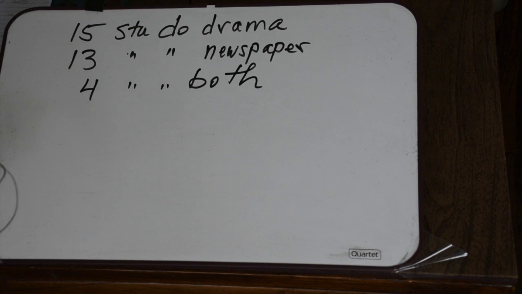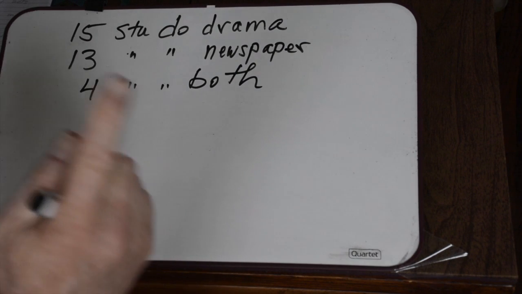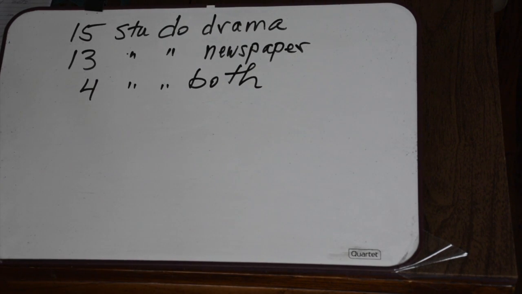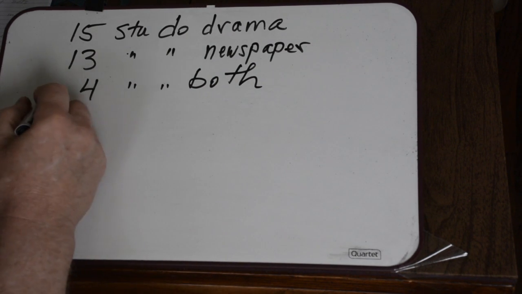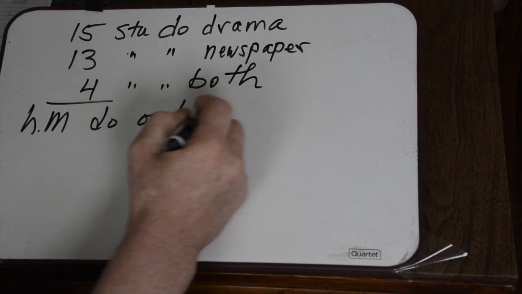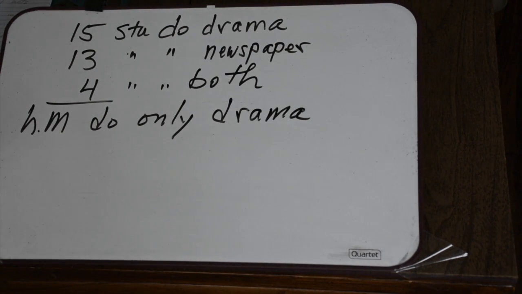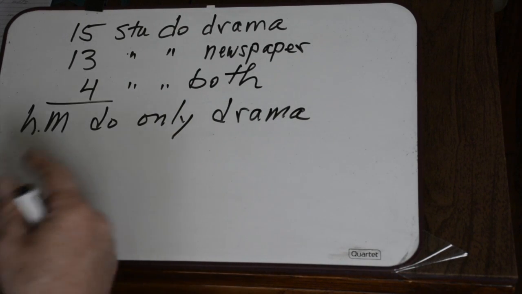Okay, suppose you're given that 15 students do drama, they're in the drama club, 13 are on the newspaper staff, okay, and 4 do both. So this is a total of 15 people in drama, a total of 13 people on the newspaper staff, and from that whole mix, 4 of them are on both. So the question is, how many do only drama? And I could also ask how many do only newspaper. It's going to be the same thing. It'll probably come out in the wash here.